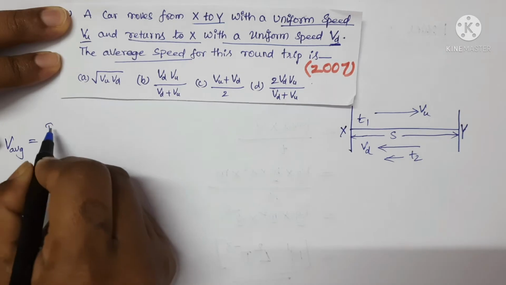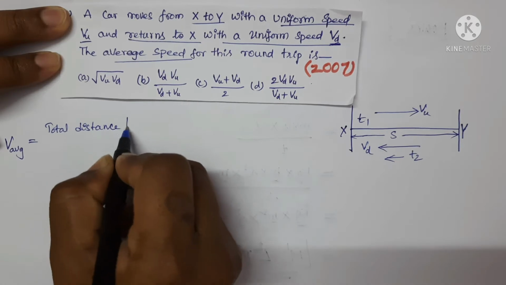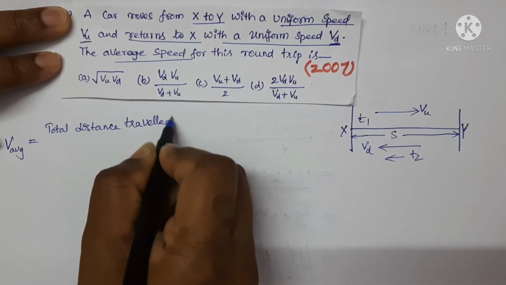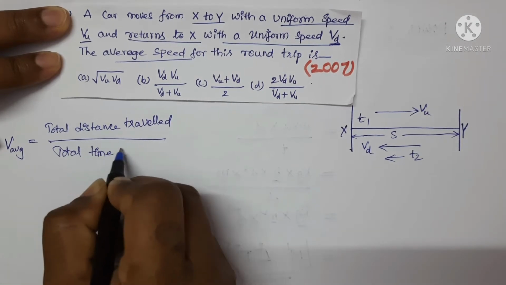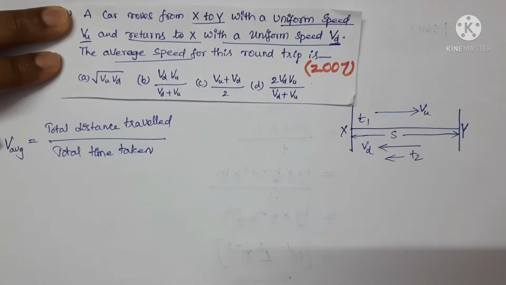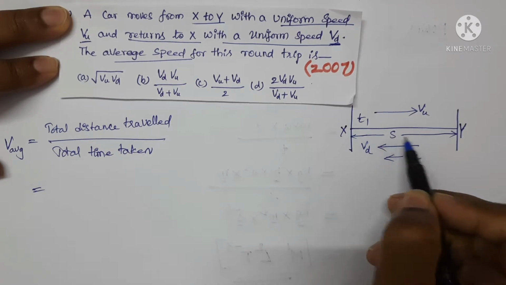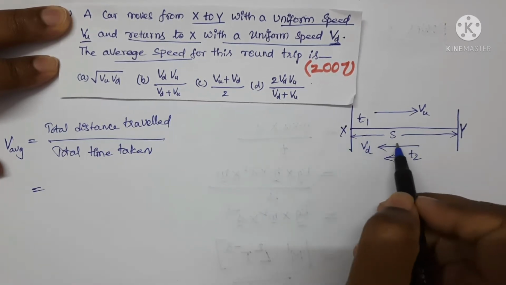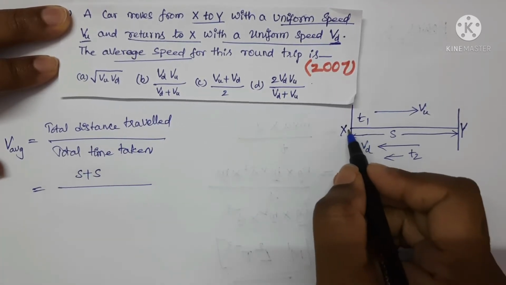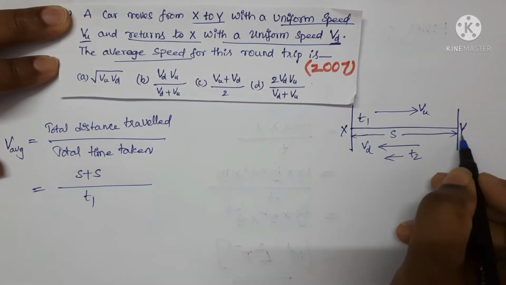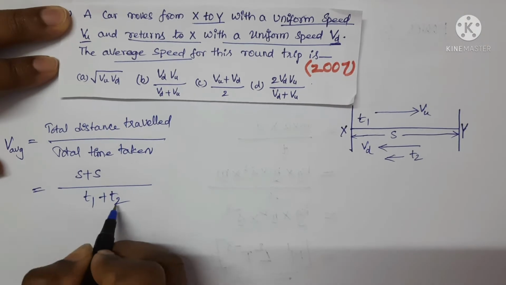Average speed is equal to total distance travelled upon total time taken. So here the total distance travelled from X to Y is S and again from Y to X is S. So S plus S. Total time taken for X to Y is T1. Again return Y to X is T2. Now let us find the values of T1 and T2.